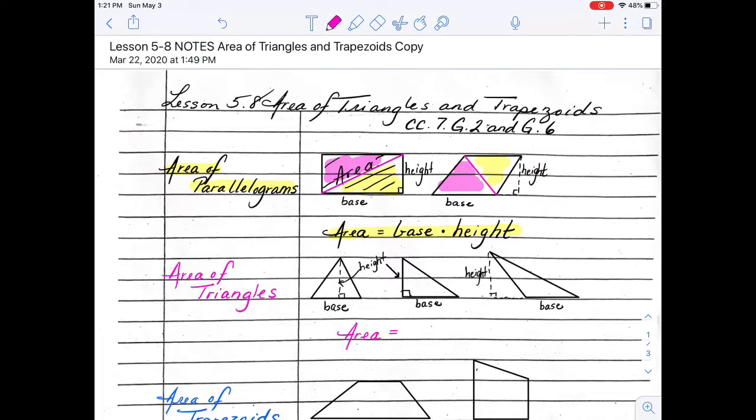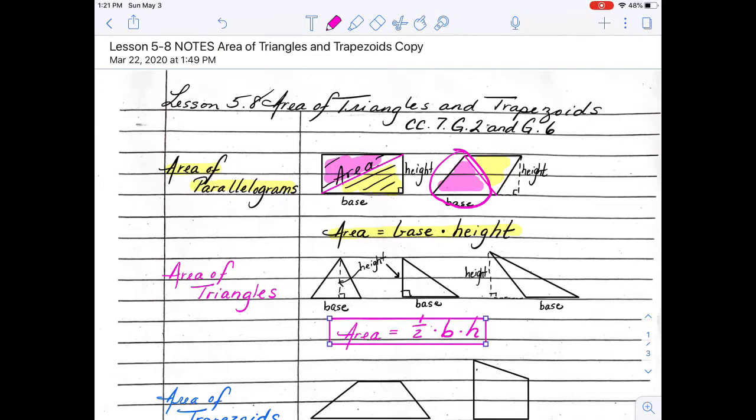So if I'm looking at finding the area of just one triangle, it kind of makes sense that my formula for area of triangles is going to be half of what I just did. So it's going to be half the base times the height. That's our formula for any triangle, half the base times the height.